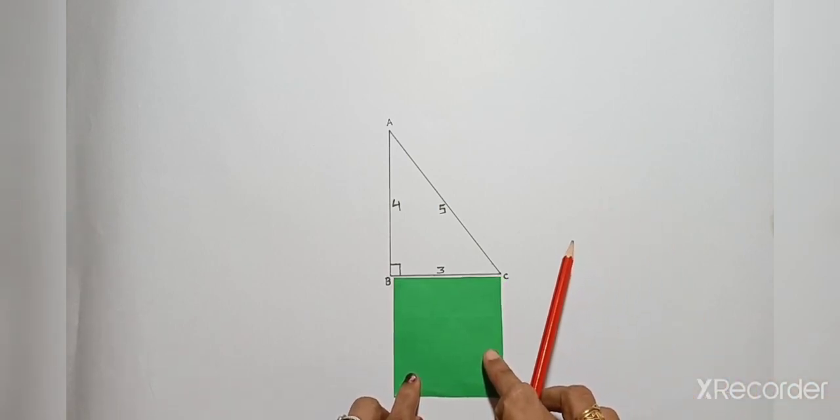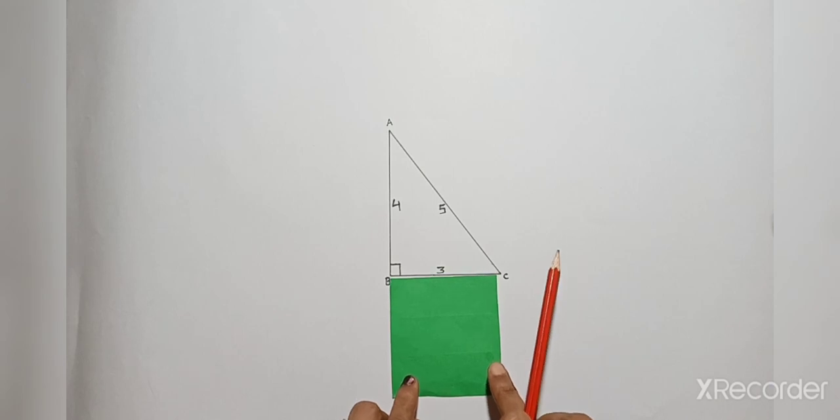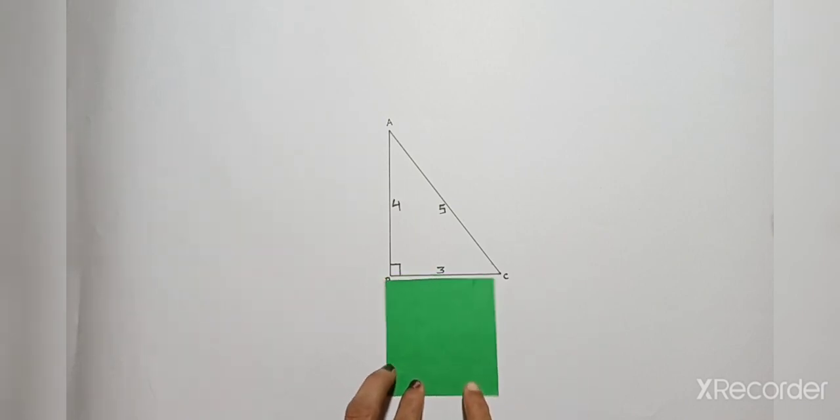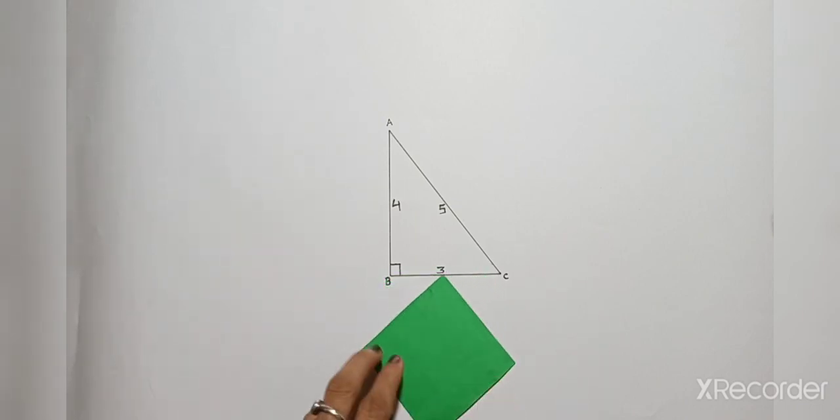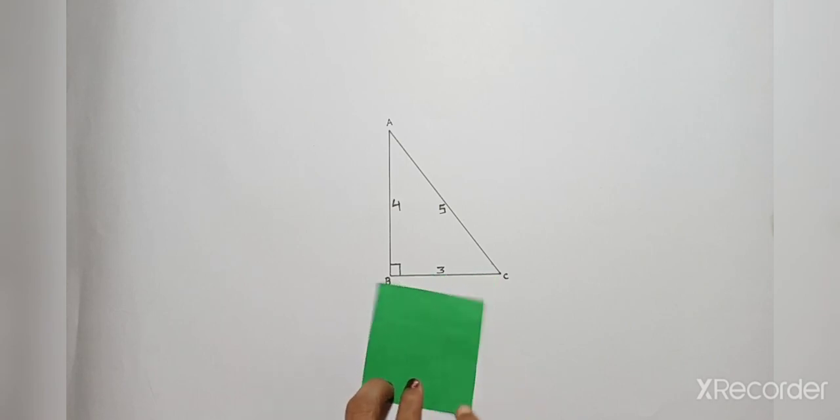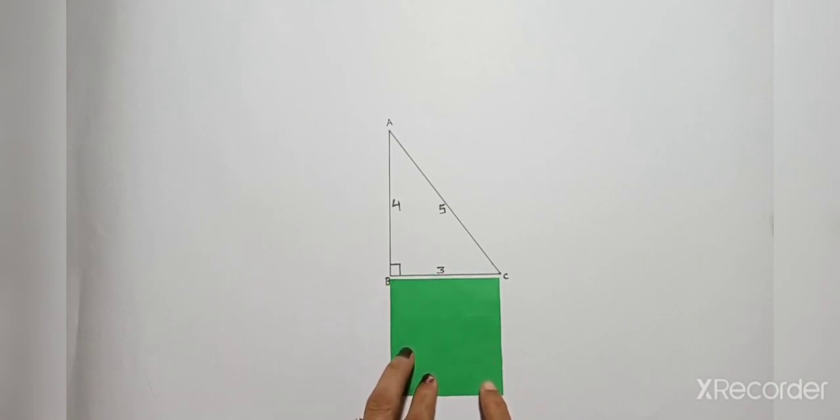Now you will have to make a square like this. You can take any color. Here I have taken green color. You have to make a square of 3 units from all the sides. So you have to take a green paper. You can use craft paper, and then like this you will make a square of 3 units. You can see here this square is of 3 units from all the sides.